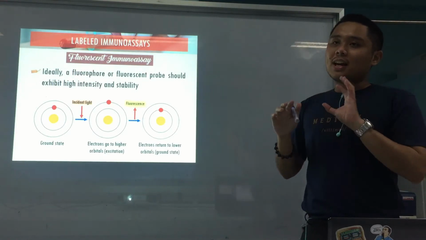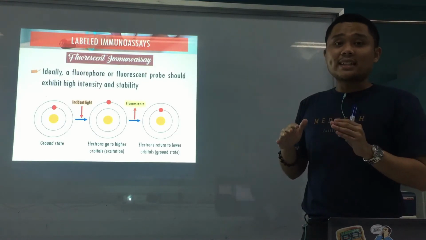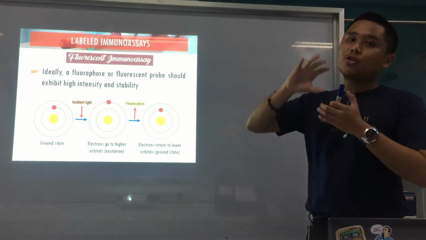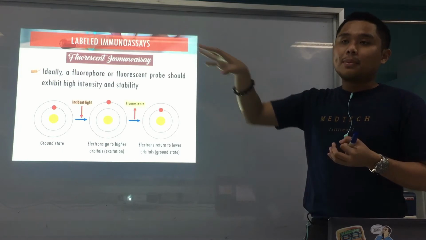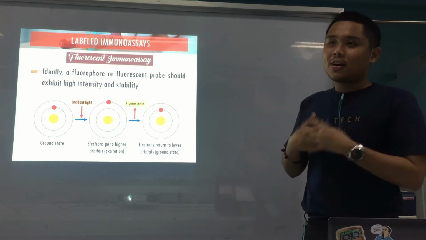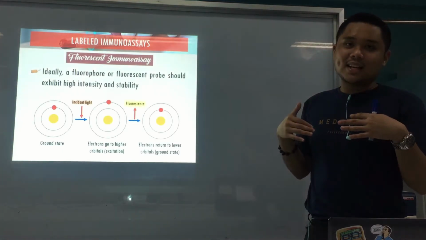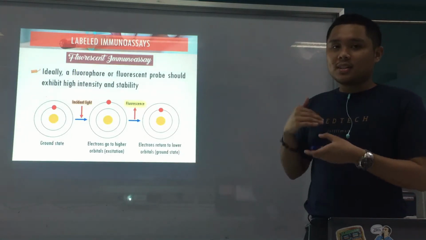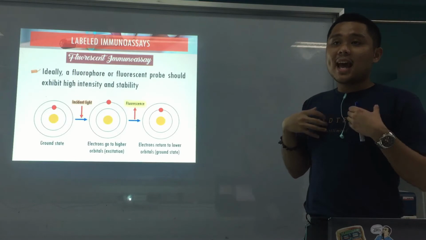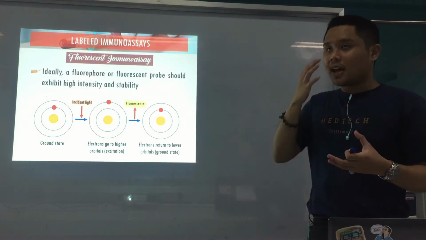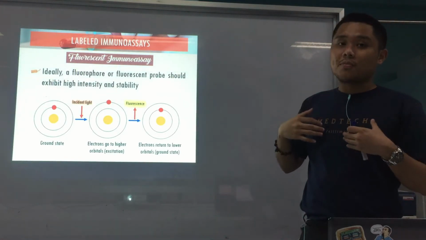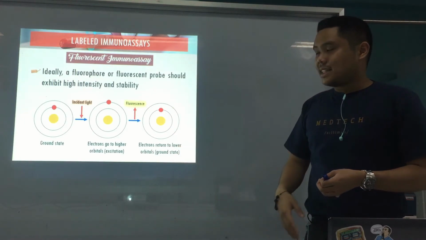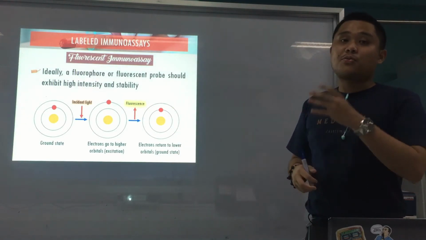When your electrons are excited, we have orbitals in the atoms. The electrons move into a higher orbital, but after they are excited, they lose energy and return to their ground state. And once they go back to their ground state, the excitation energy that they absorbed, they will release back to the environment in the form of light. And that is known now as your fluorescence.